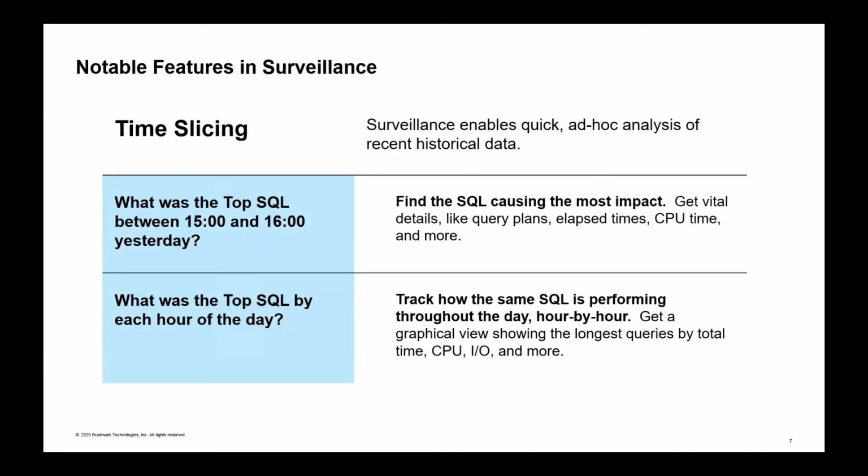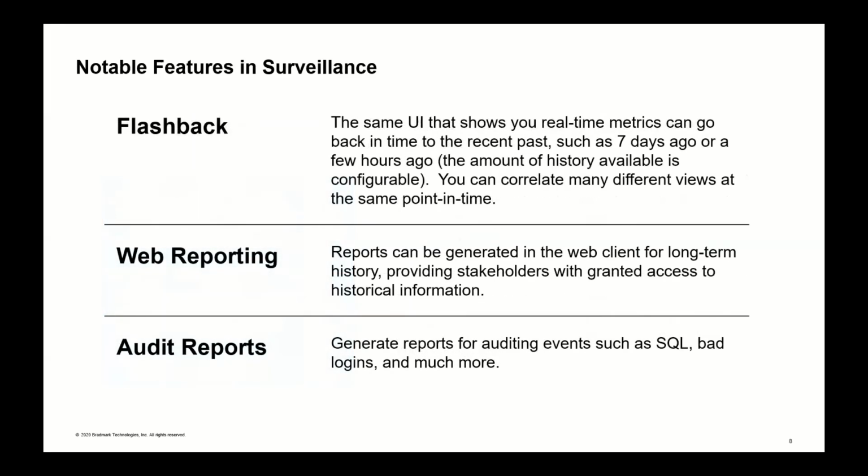Time slicing is one of our major features where we can go back in time in the recent past. So for example, yesterday between 3 and 4 o'clock, what was the top SQL? Or last week between 3 o'clock and 5 o'clock. We can take a look at top SQL by each hour of the day to see if there's a long running one that's a problem throughout each hour of the day. Different types of ways of looking at this recent historical data are available. We also have flashback, where we can take the UI back in time and you can correlate different windows to see what was going on at a particular point in time, like last week or 2 weeks ago or 3 weeks ago.